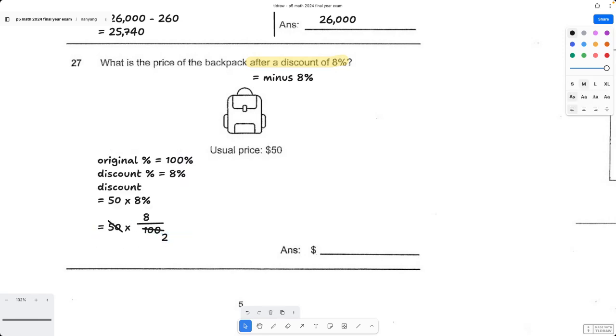From here we can say 8 divided by 2, and this will then become equal to $4. So the discount is $4. So from here, the price after discount is basically 50 minus 4, which goes to $46. There you go. So the answer is $46.